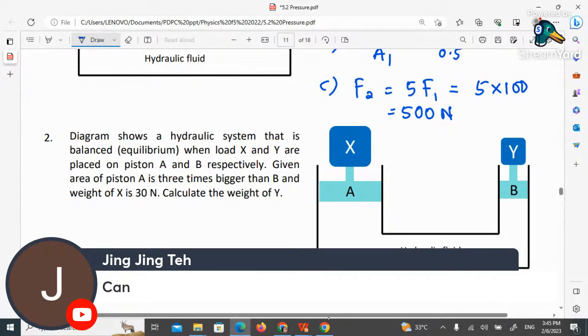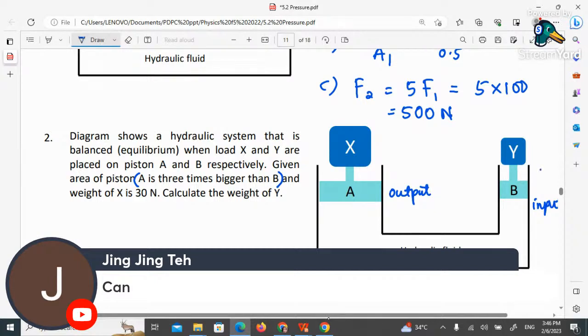Okay, number 2. The diagram shows a hydraulic system that is balanced when loads X and Y are placed on piston A and B respectively. Given the area of piston A is 3 times bigger than piston B. The smaller one is the input. Smaller input, bigger output. Remember that. Smaller input, bigger output.